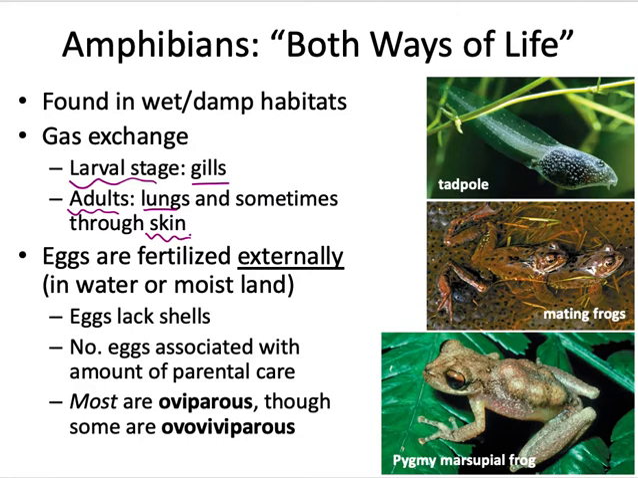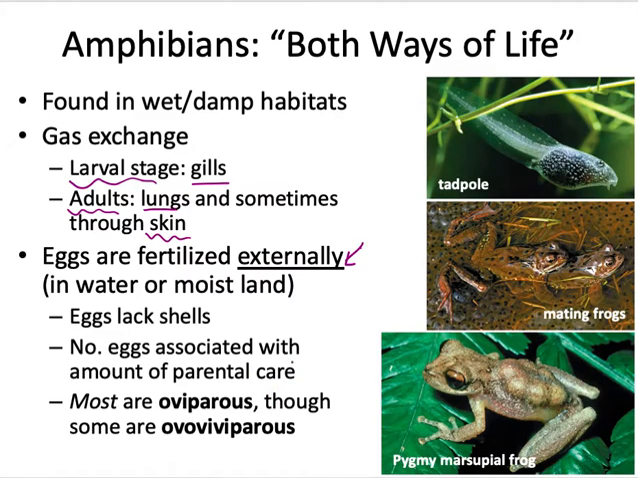In terms of reproduction, eggs are going to be fertilized externally in water or onto moist land. So external fertilization outside of the body, even when you have a mating ritual, the female will release her eggs prior to them being fertilized. The eggs are moist and lack shells, so that's why they need water to be able to maintain viability. The number of eggs are usually associated with the amount of parental care that you find in that particular species.